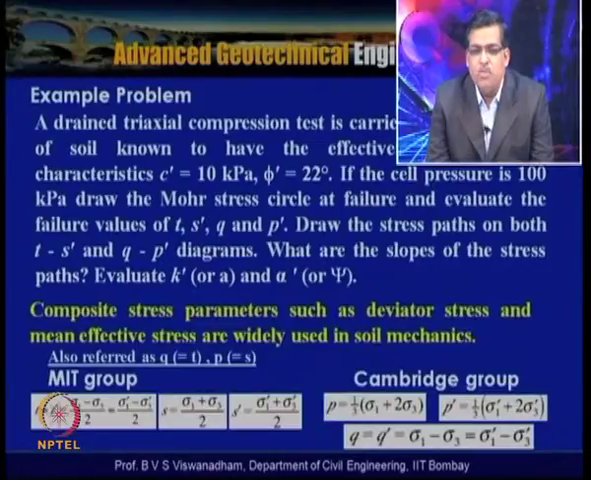The symbols put forward by the MIT group are t equal to t dash, that is sigma 1 minus sigma 3 by 2, which is equal to q in the original definition put forward by the MIT group. s equal to s dash is equal to sigma 1 plus sigma 3 by 2, which is equal to sigma 1 dash plus sigma 3 dash by 2. But in the case of q, q is equal to sigma 1 minus sigma 3 by 2, equal to t. Whereas for the Cambridge group, p is equal to 1 third of sigma 1 plus 2 sigma 3, and p dash is equal to 1 third of sigma 1 dash plus 2 sigma 3 dash. So q is equal to q dash, equal to sigma 1 minus sigma 3, according to the Cambridge group definition of composite stress parameters.